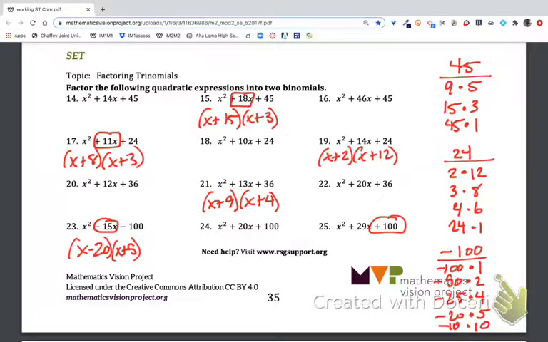Now this one's positive, so we would need to turn all of these positive as well. Adding them together to get 29, you would end up with x plus 25 times x plus 4.